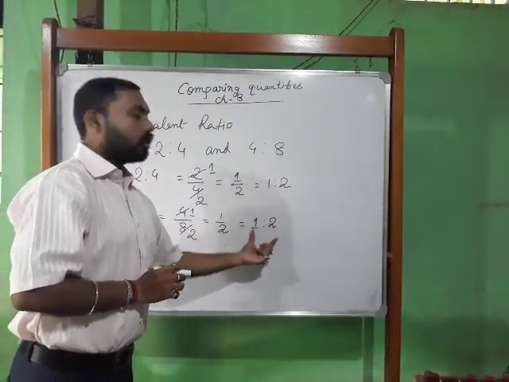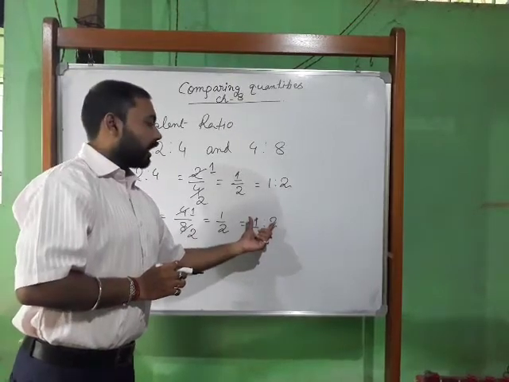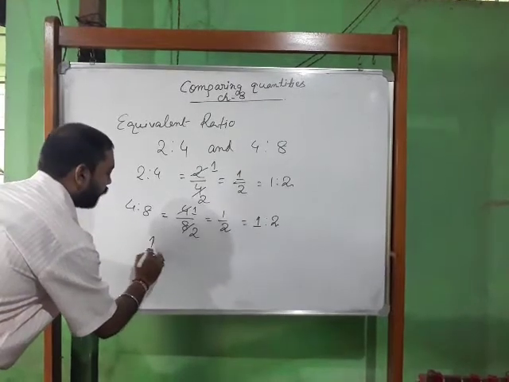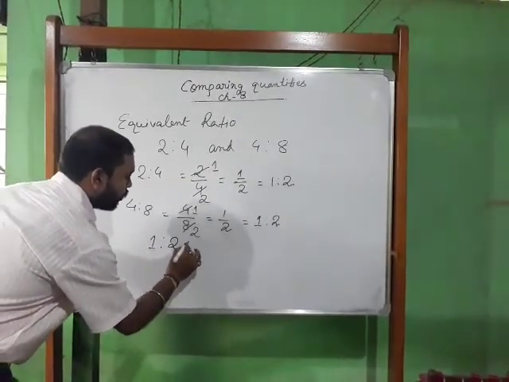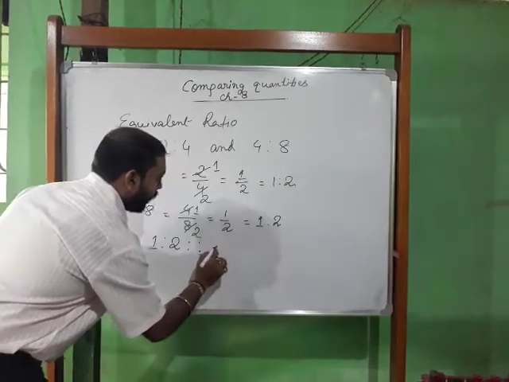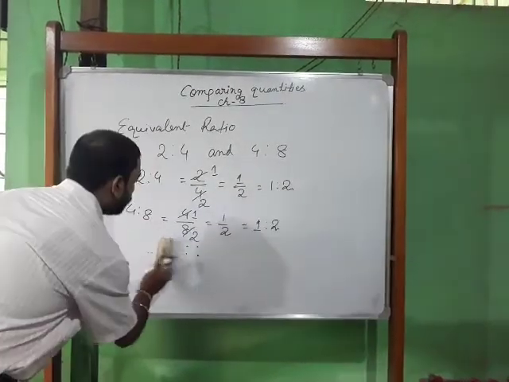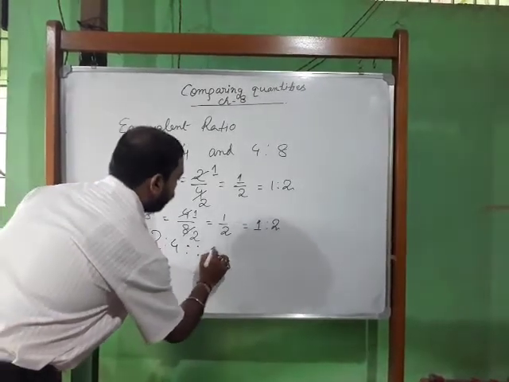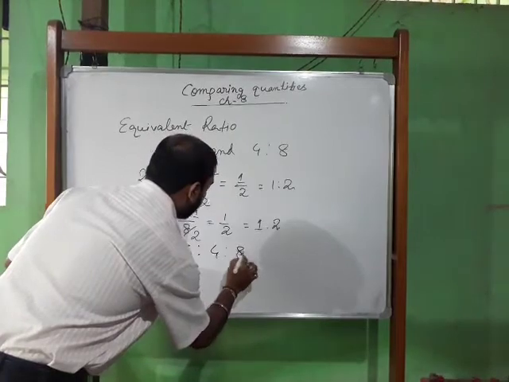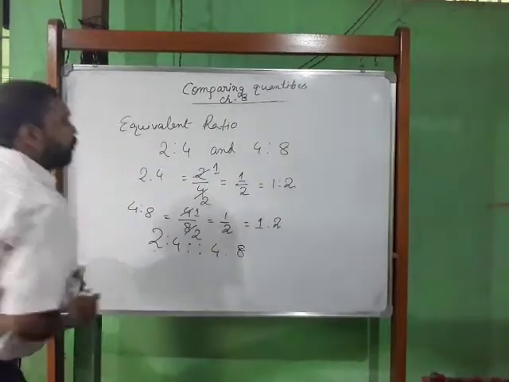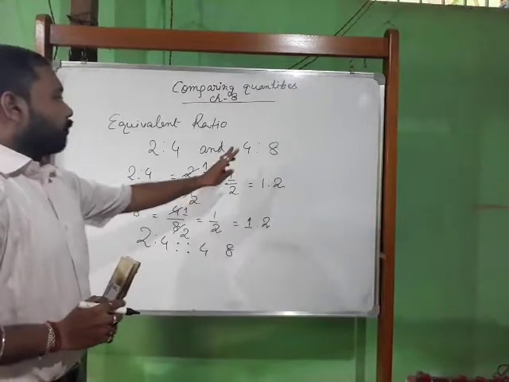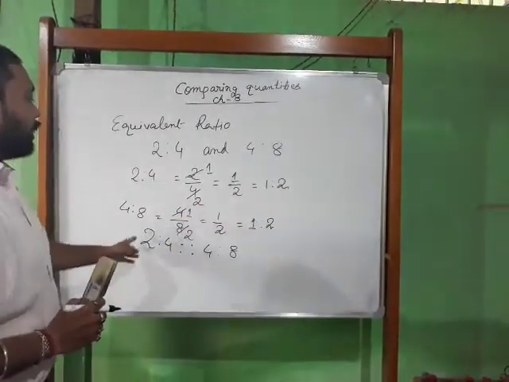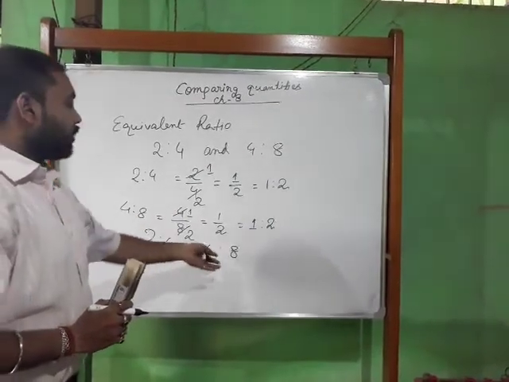And when the two ratios are equivalent, this is expressed in proportion. So we can write in this way, 1:2 (proportion symbol) 4:8. So this is the proportion symbol. So when the two ratios are equal, that is known as actually equivalent ratio, and equivalent ratio is expressed in proportion.